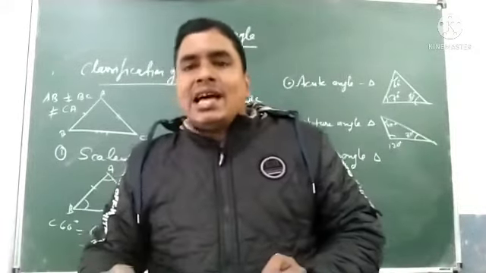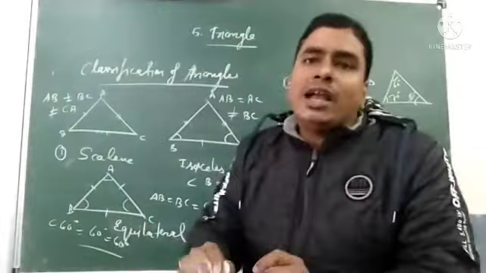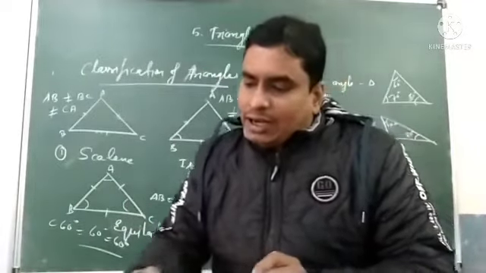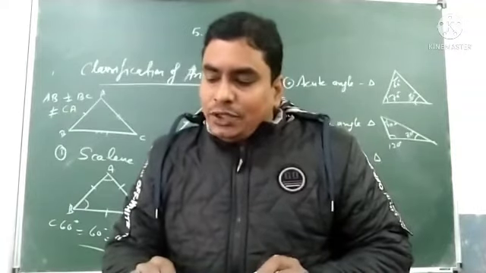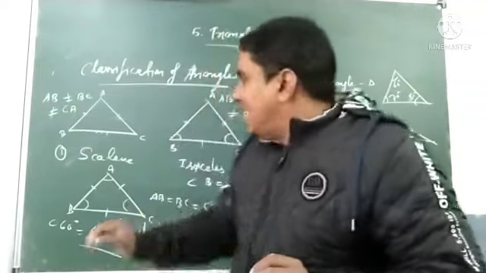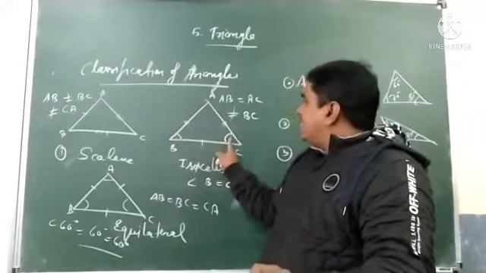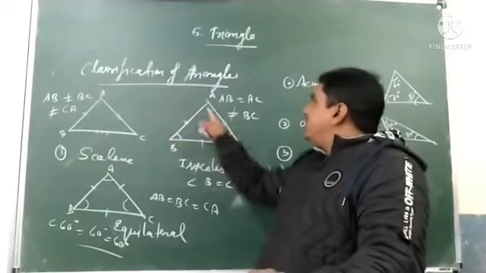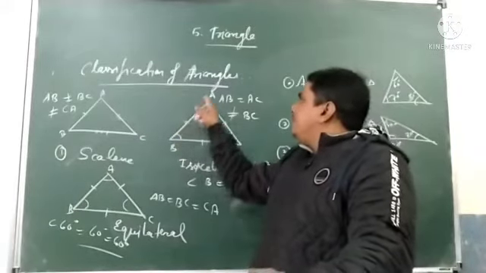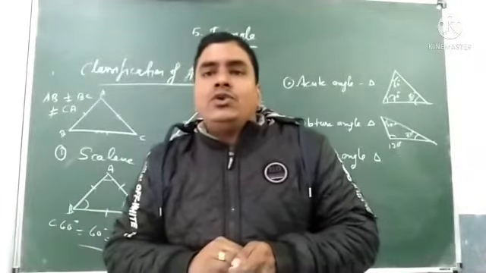All the sides are equal in which triangle? Equilateral triangle. Fifth part: if two angles of a triangle are equal, then the two sides opposite to those angles are also equal. In an isosceles triangle, if two angles are equal, then their opposite sides are also equal. See here, angle B is equal to angle C, so what? AB is equal to AC. Is it clear?